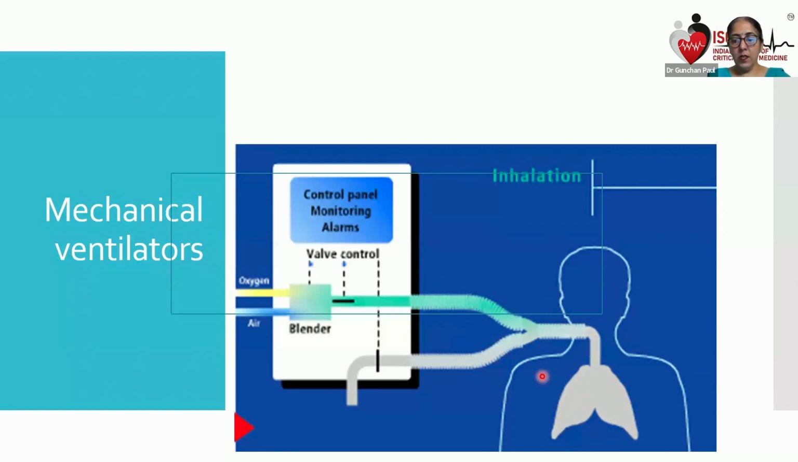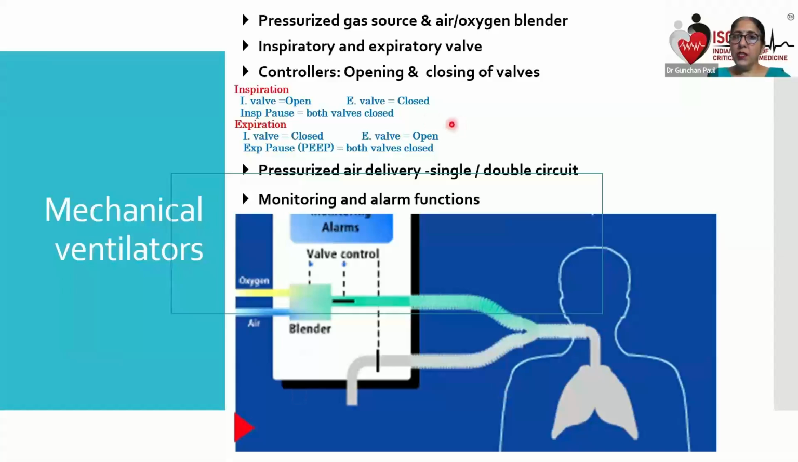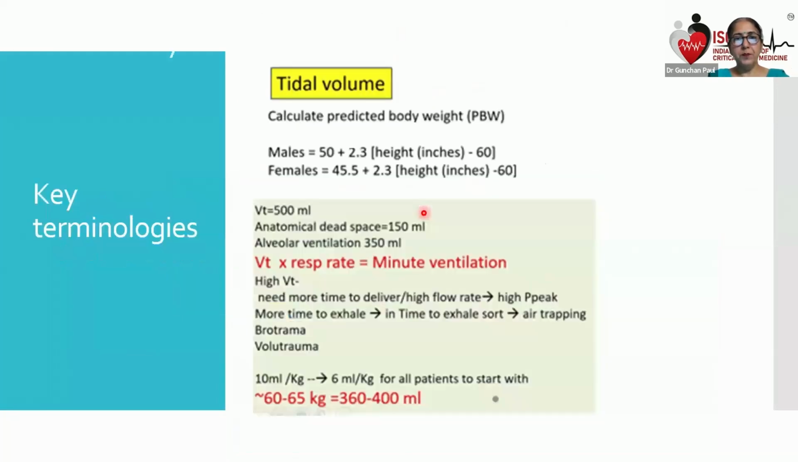And then there is a circuit which connects to the patient. So there are high pressurized gas sources which contain air and oxygen, a blender, inspiratory and expiratory valves, controls of these valves, a pressurized air delivery system, and a monitor and alarms, which are the interface where you come to know what you are delivering is being given to the patient. So we'll talk of first the key terminologies, and then we'll talk in what modes how do we set them.